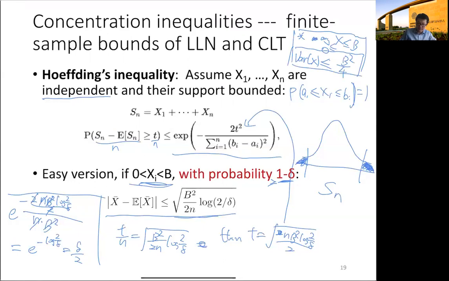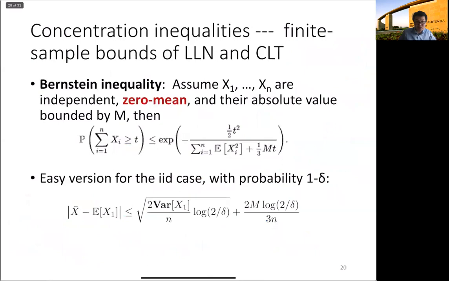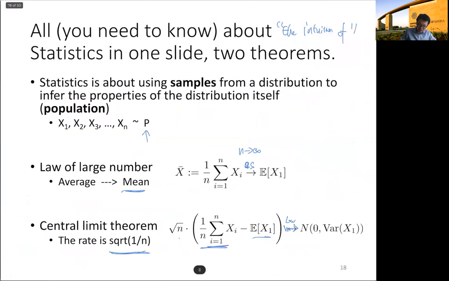Sometimes when the variance is substantially smaller than such a worst case bound, we want to have stronger inequalities that capture something more similar to the central limit theorem. Remember, in the central limit theorem, the right hand side is the variance rather than the square of the boundedness.